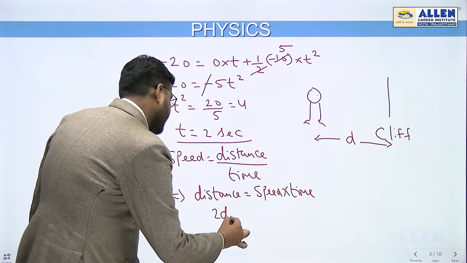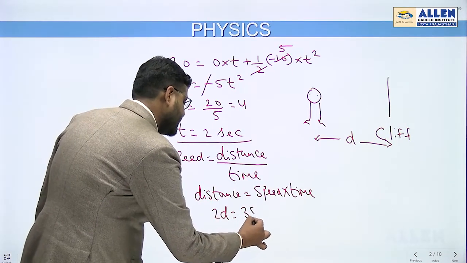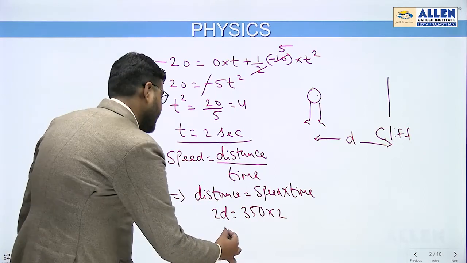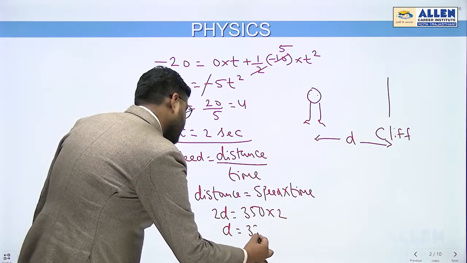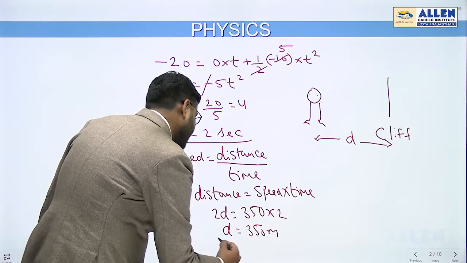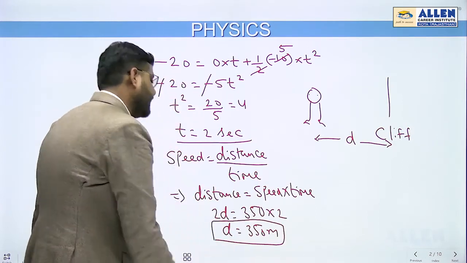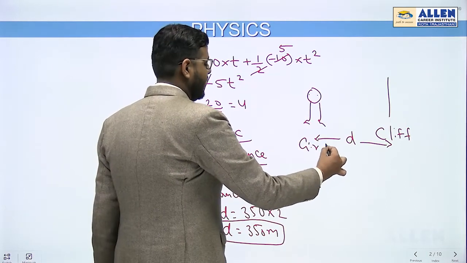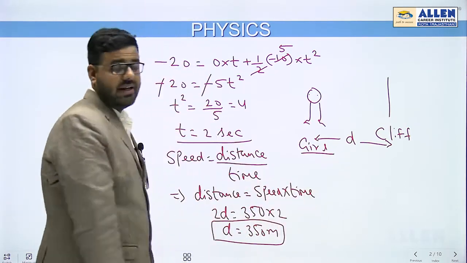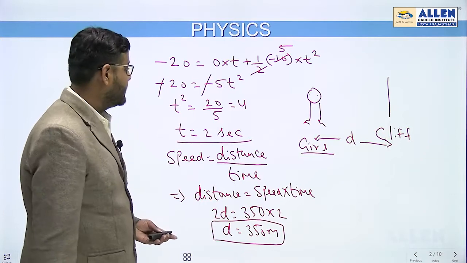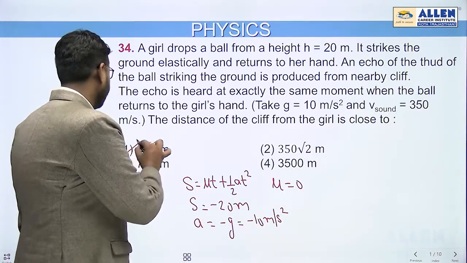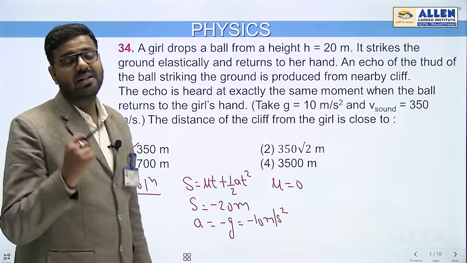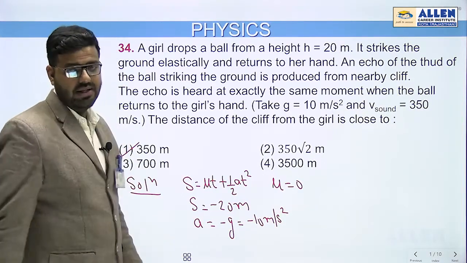So we can write 2d is equal to speed, that is 350 multiplied by time, that is 2 seconds. So here we get the value of d is equal to 350 meter. So the distance between the girl and the cliff would be approximately equal to 350 meter. So the correct answer for this question is option 1, that is 350 meter. So the distance of the cliff from the girl is close to 350 meter.